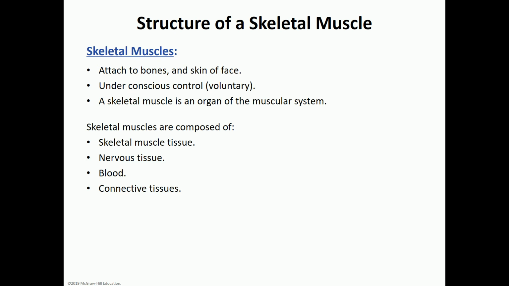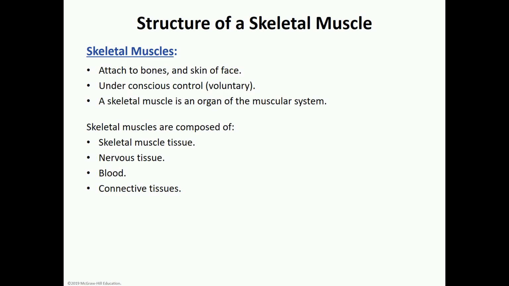We'll talk about the structure of a skeletal muscle. In the next couple of slides, these apply to skeletal muscle fibers only. They do not apply to smooth or cardiac. Skeletal muscle fibers, as we said, are the muscles that are attached to bones, hence the name skeletal muscle, or they can also be attached to the skin of the face. Those attached to the skin of the face are responsible for facial expressions, but the other muscles that are attached to bones are responsible for joint movement.